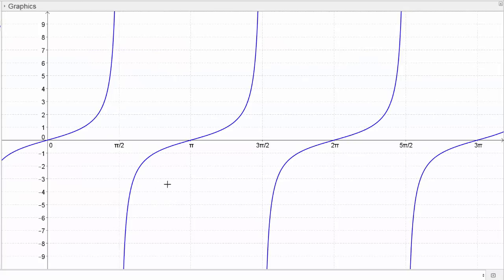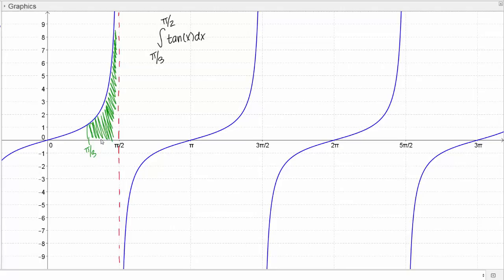So here I have graphed the tangent of x in blue, and remember that we're looking at the integral from pi over 3 to pi over 2 of tangent of x dx. So here's pi over 2, and I've sketched in my vertical asymptote here, and pi over 3 is somewhere in here. And so we're looking to find this area in here. Okay, so hopefully you can see why this is called unbounded, right? Because on this interval of integration here, my y values are not bounded. They're approaching positive infinity here.